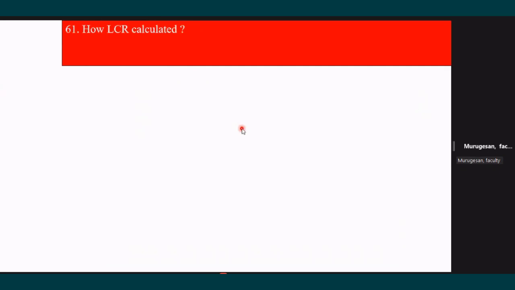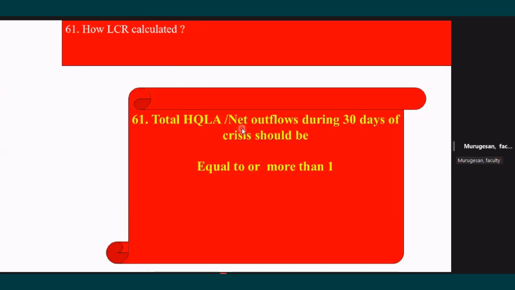Okay. Now, how is LCR calculated? Yeah, now we are coming to the very climax of our balance sheet management. Now LCR. What is LCR? How is it calculated? The liquidity coverage ratio: total HQLA. What is HQLA? High quality liquid assets, divided by net outflows. Net outflows mean negative. Instead of negative gap, they are using the word net outflows.